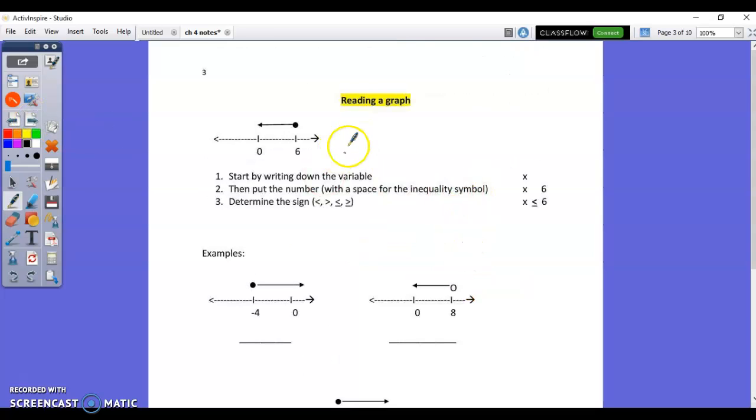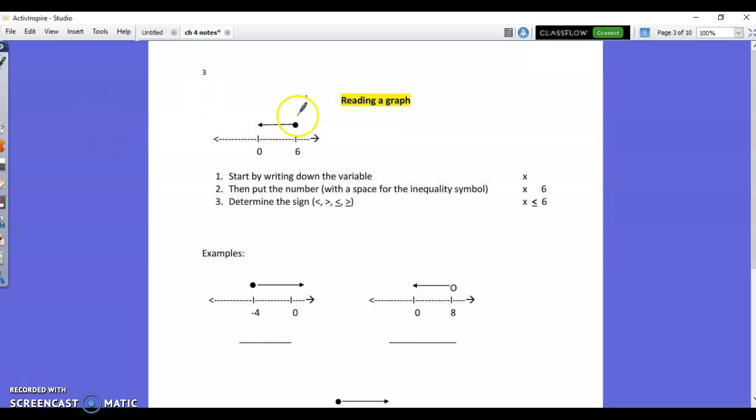All right, so then there is another part to this where if I give you the graph, like I give you this, and now we have to write the inequality for it. All right, so here's my 3-step way of doing it. Start by putting down the variable, and you can use whatever you want. I always use x just because you'll see that a lot. Then you put the number with a space in between it, because then we're going to have to fill in an inequality here, and then we determine what the sign is. So in this case, we are going left to right because I'm always going to put the variable first. So in this case, we put the x, we put the 6 of the number where it's indicated, and this is going less than, so it's all numbers less than 6. So you put the inequality, and since it's a filled in circle, we put the line underneath.